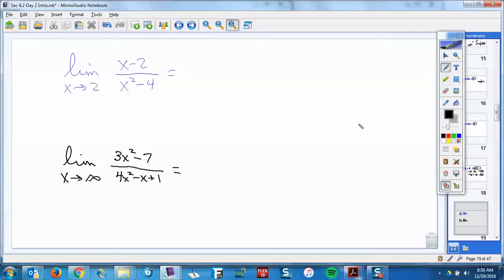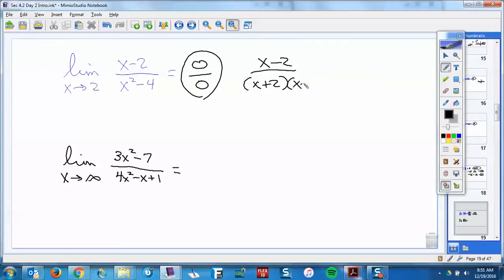Right, what'd you get for the first one? 1/4. First thing you do is plug in a 2, and you get, okay, so that means keep going. So on this one, what'd you do? Factor out the bottom. Okay, x plus 2, x minus 2. Right, that's the easiest of the algebra things we had. And you plug your 2 back in, you get 1/4, right? So there's no infinity, no thinking about high powers. That doesn't matter because we're doing x approaches 2.